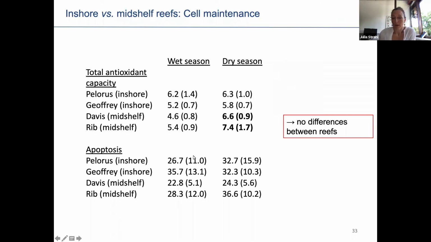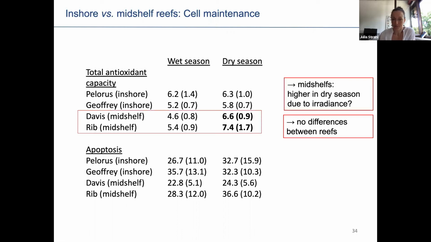Also, other biochemical parameters that I measured were similarly high in the wet season and in the dry season at all 4 reef sites. So the cell protective capacities were similarly high at all 4 reef sites, as well as the rate of apoptosis, so the need to replace damaged cells.